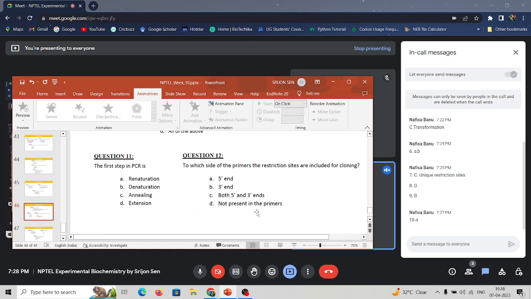So the first step in PCR is known as the, these are easy questions. So what happens? Yes, the denaturation. The next step is annealing, and the last step is extension. To which side of the primers are the restriction sites included for cloning? 5' end, 3' end, both ends, or are they not present in the primers? To which side of the primers are your restriction enzymes included?